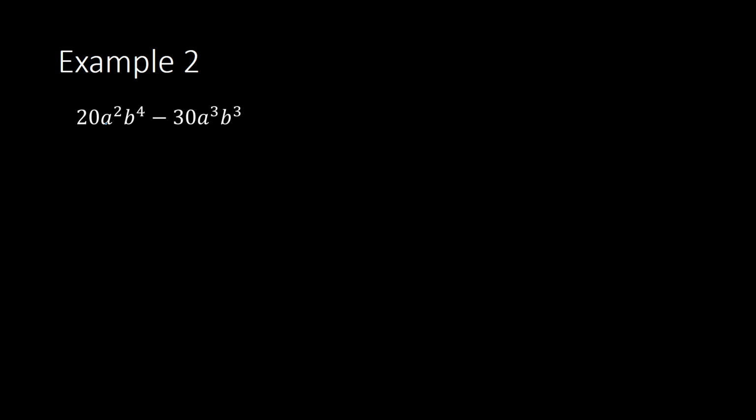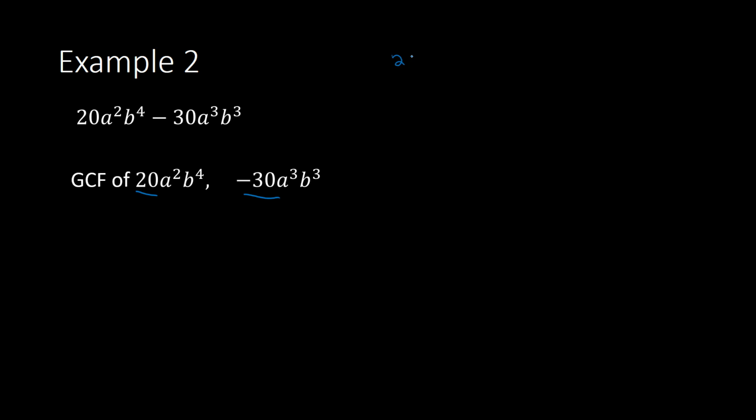Here's another example. Now we have 20a squared b to the fourth minus 30a to the third b to the third. And the first question is, what is the greatest common factor of each of those two terms? So looking at the numbers, we have the 20 and negative 30. What is the greatest common factor of 20 and negative 30?